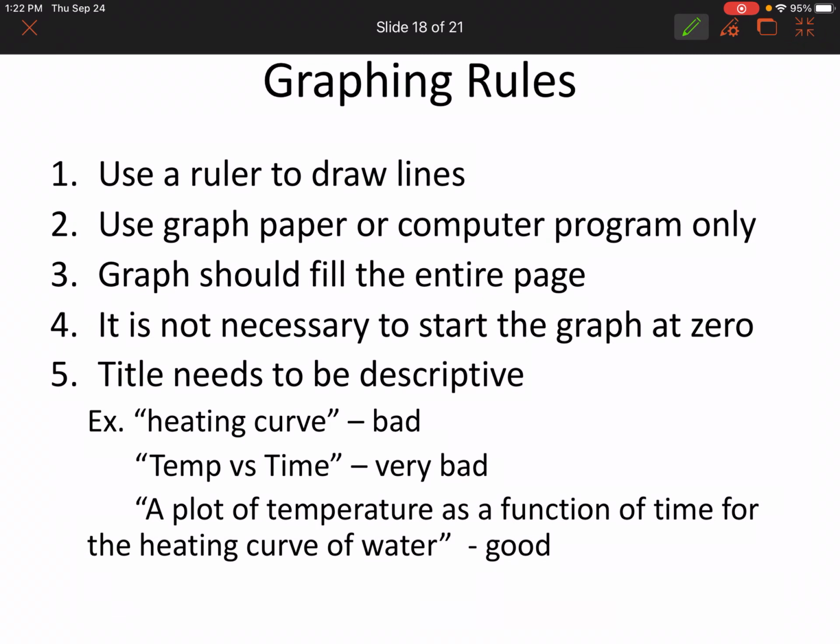Now, we're just going to go through some quick graphing rules. Basically, use a ruler to draw lines. A lot of people just like to freehand, and people who are a little more comfortable being not quite so neat, right?